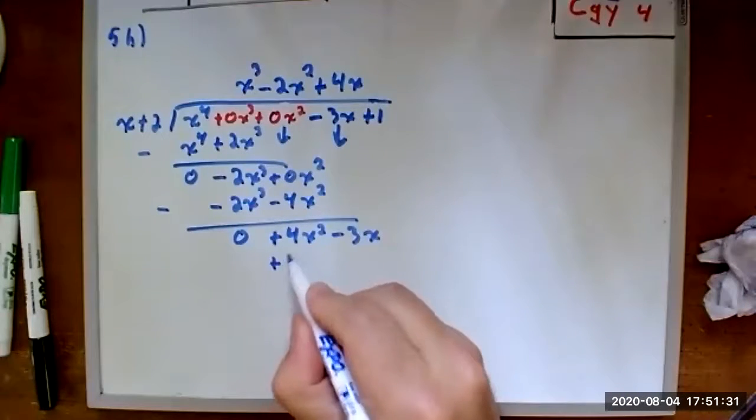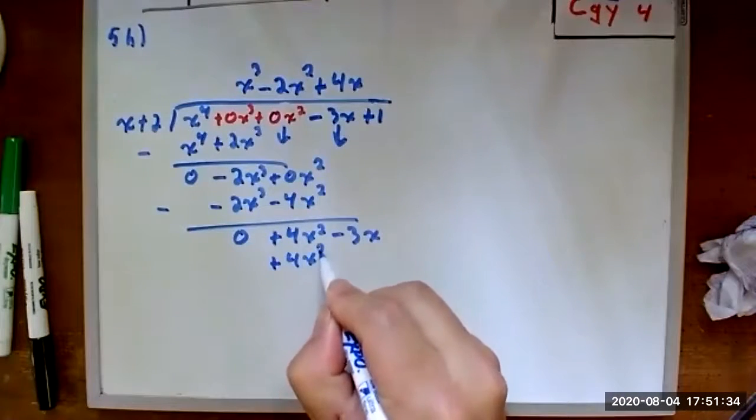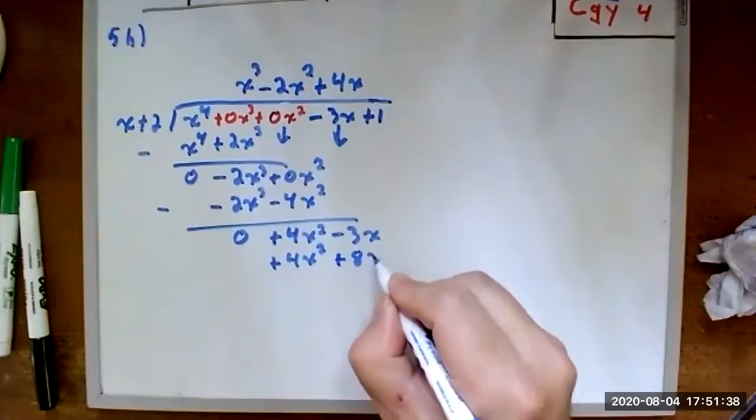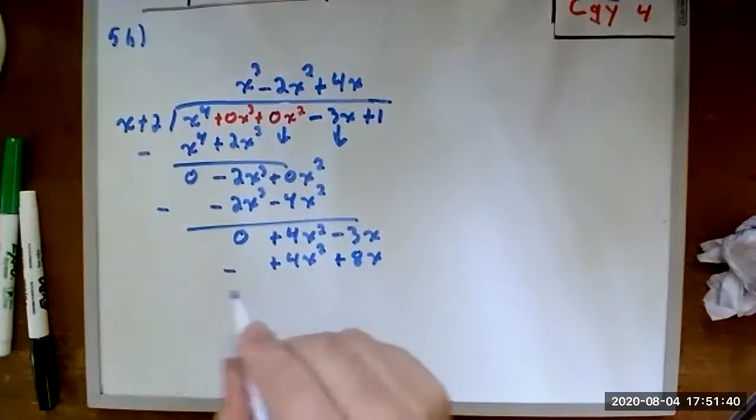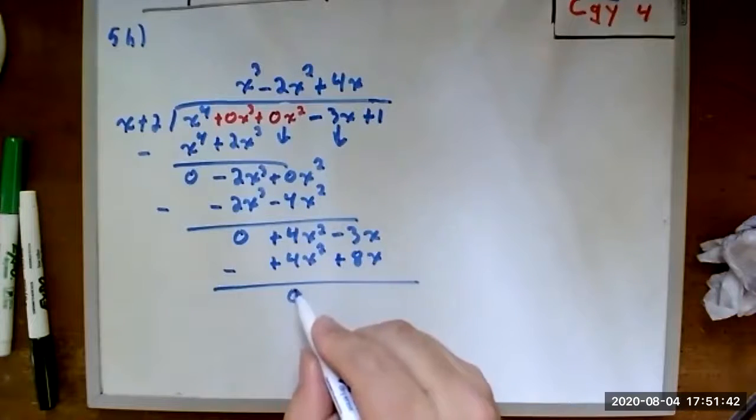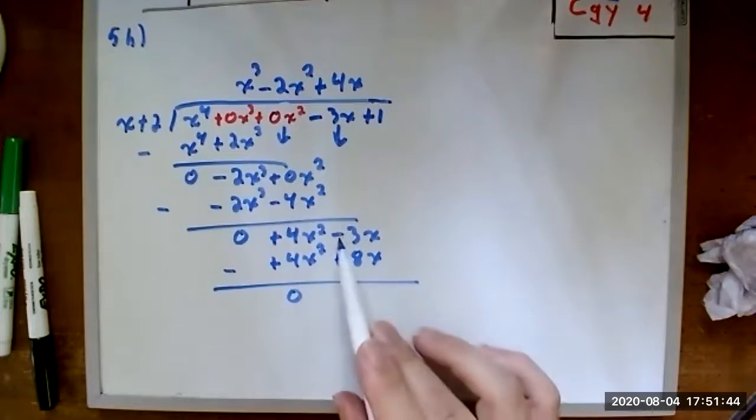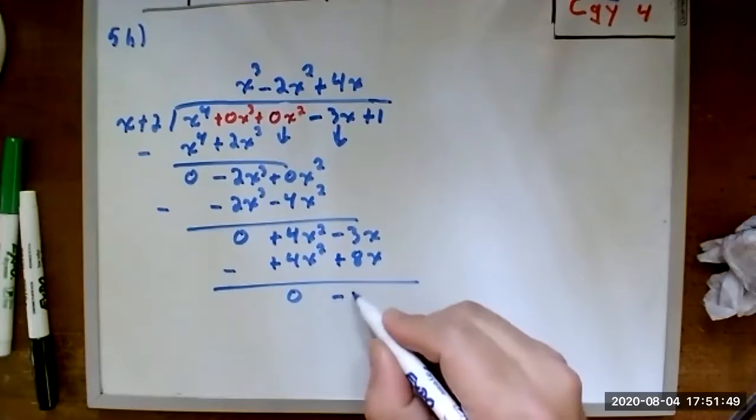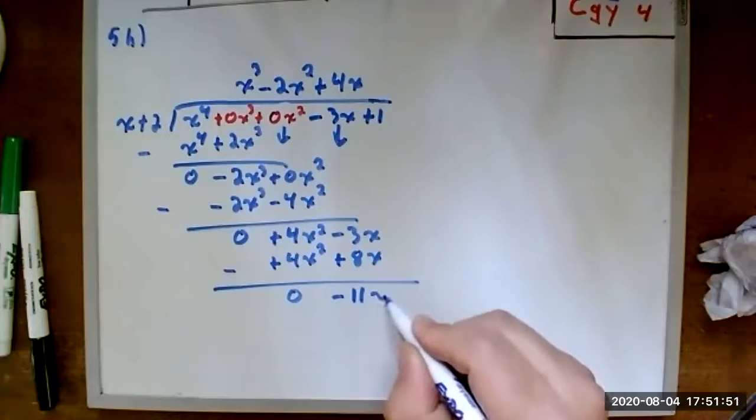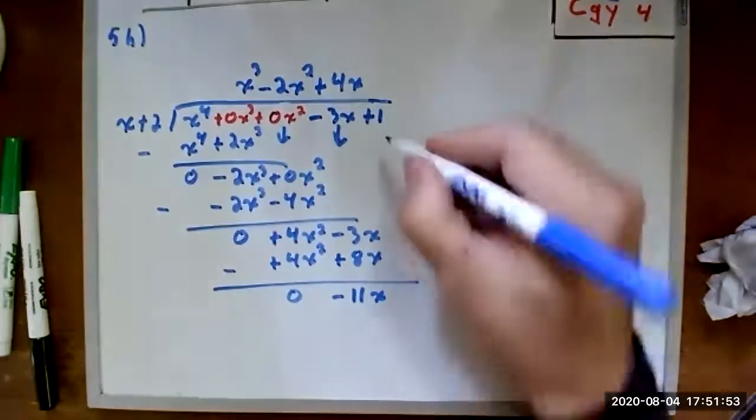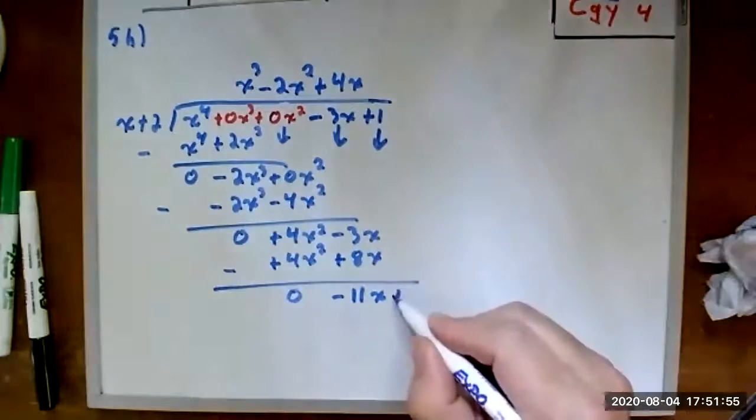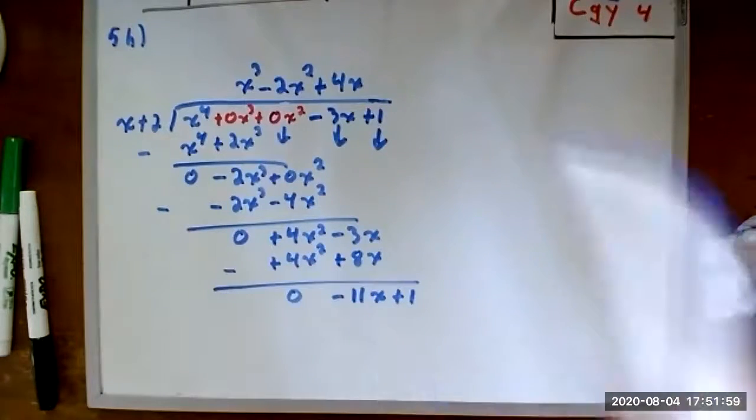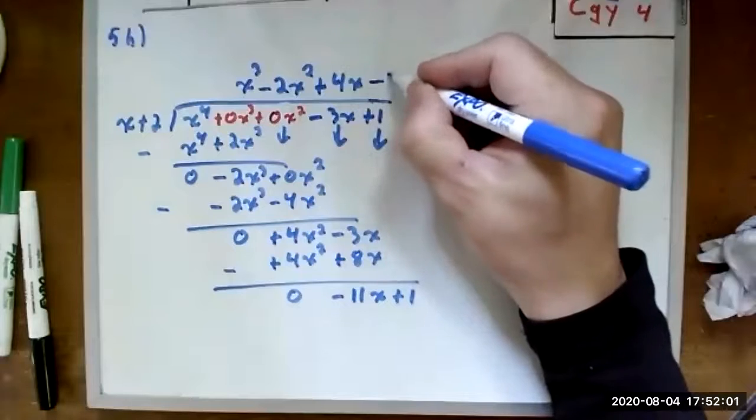What do I multiply x by to turn it into a 4x squared? I multiply it by 4x. 4x times 2 gets me 8x. And we're subtracting. That goes to 0 by design. Negative 3x minus 8x gets me down to negative 11x. And I bring down the 1.